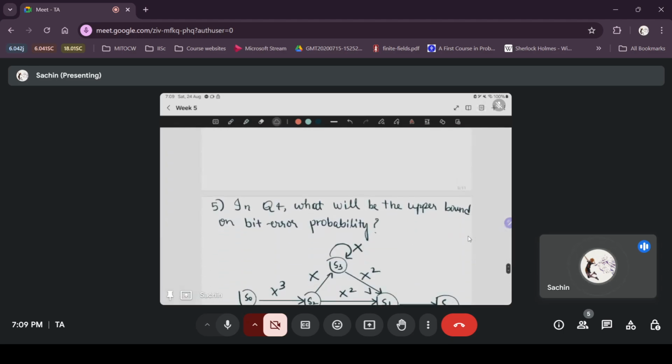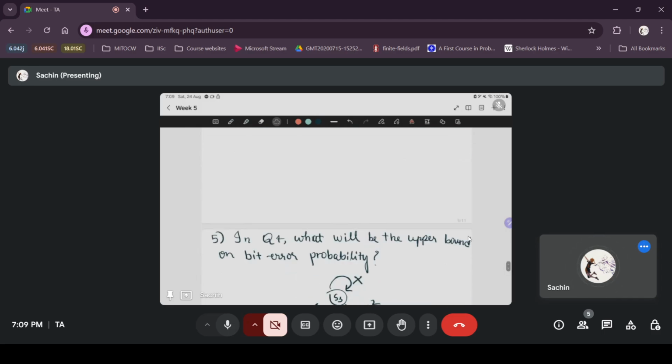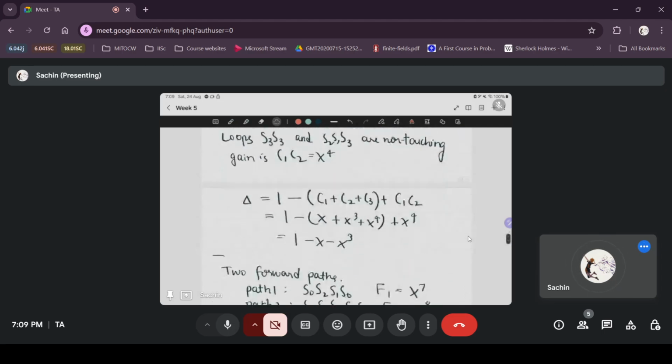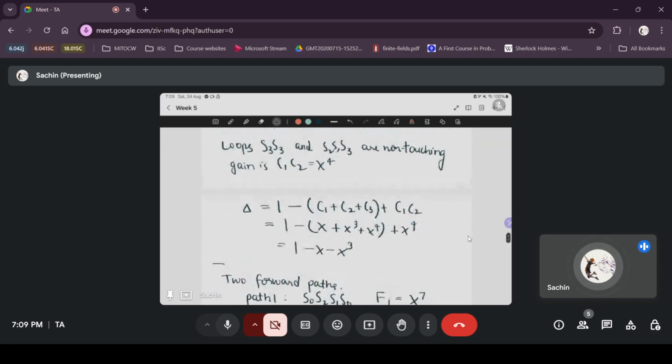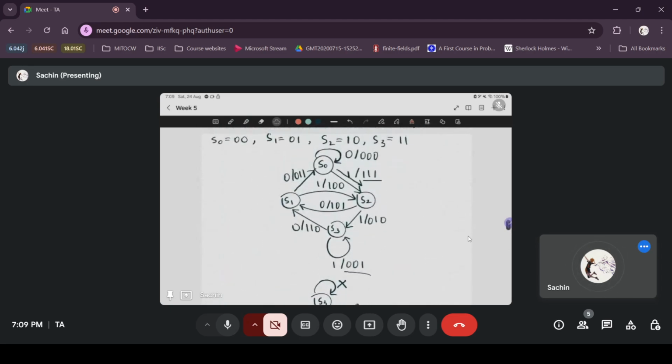Okay, so what will be the upper bound on bit error probability? So now, yeah, you have to follow the same procedure. The function you will get for P of E will be less than some function B of x evaluated at x equal to the same point. So the way you get that B of x is by doing a slight modification of this.